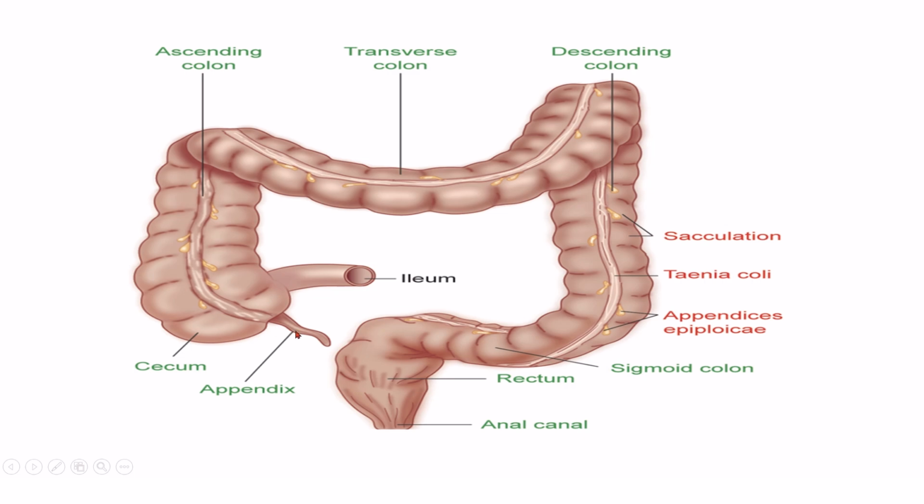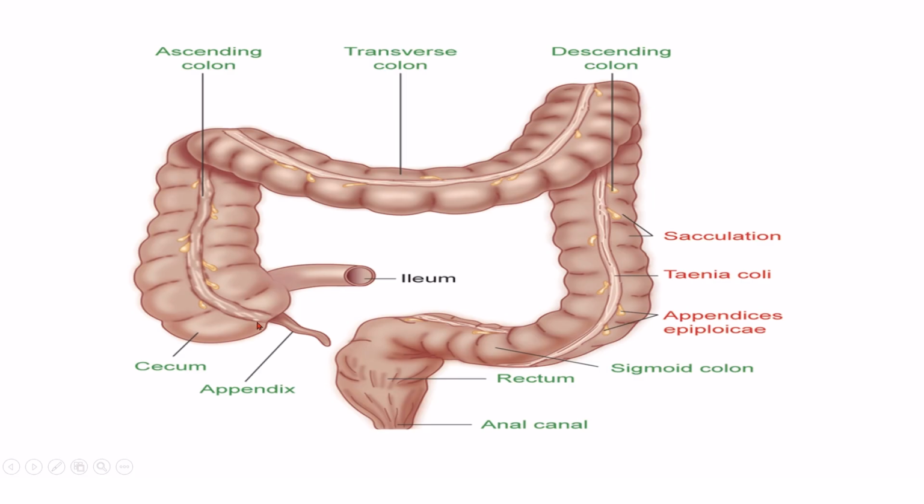You can see this is the appendix, this is the ileum, which is the last part of the small intestine. Ileum opens into the cecum. So this is the cecum, this is the ascending colon, this is the transverse colon, this is the descending colon, this is the hepatic flexure, this is the splenic flexure. This is the sigmoid colon, this is the rectum and anal canal.